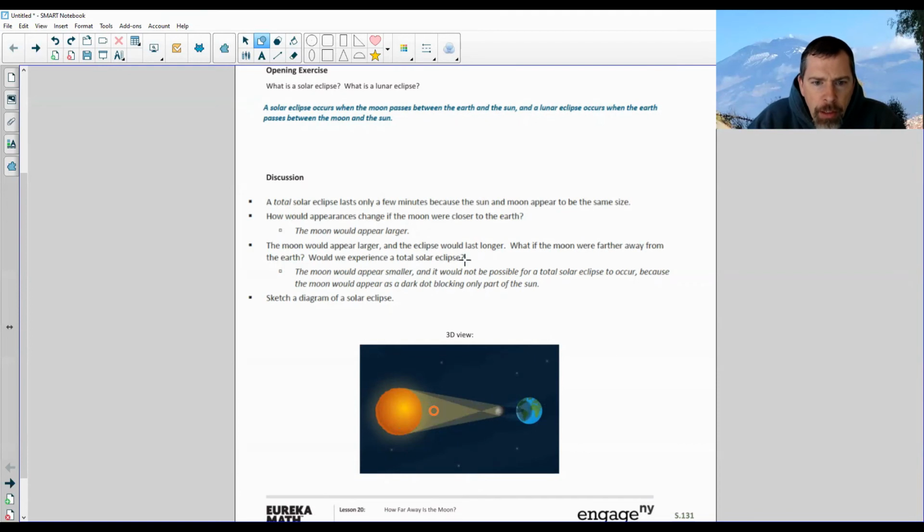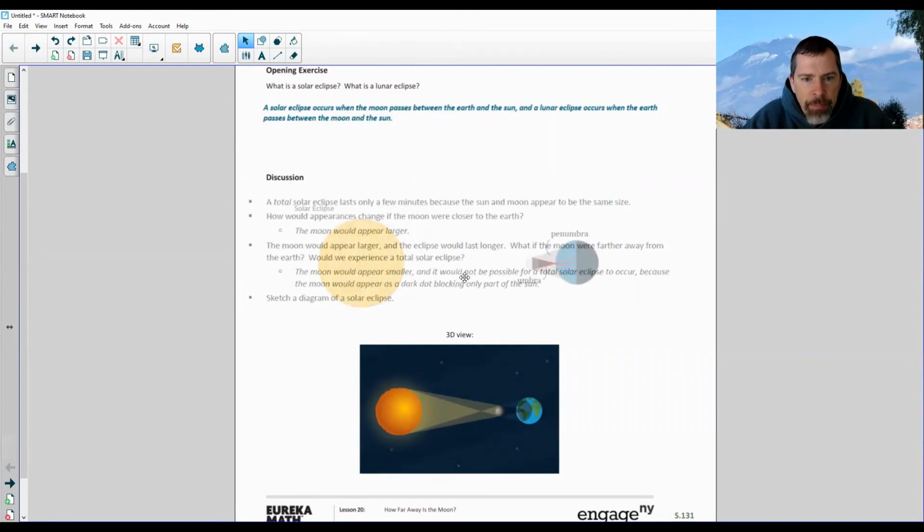Okay. So the moon would appear smaller because it's further away, and it would not be possible for a total solar eclipse to occur because the moon would appear as a dark dot blocking only part of the sun. Okay, so it says sketch a diagram of a solar eclipse. Well, we have it right here, so I'm not going to do that.